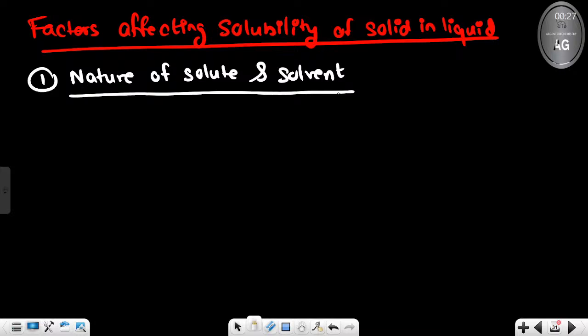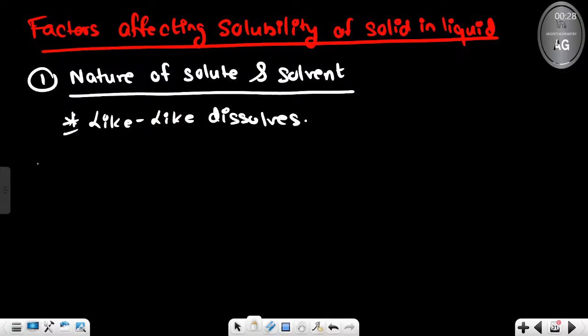If the solute and the solvent both are polar, then it will dissolve easily. If both are non-polar, then it will also dissolve easily. So like dissolves like, and unlike does not dissolve unlike. If it is the same type, it will dissolve easily. Just a brief idea; you can explain it in a word, so it will not be asked. Like dissolves like.